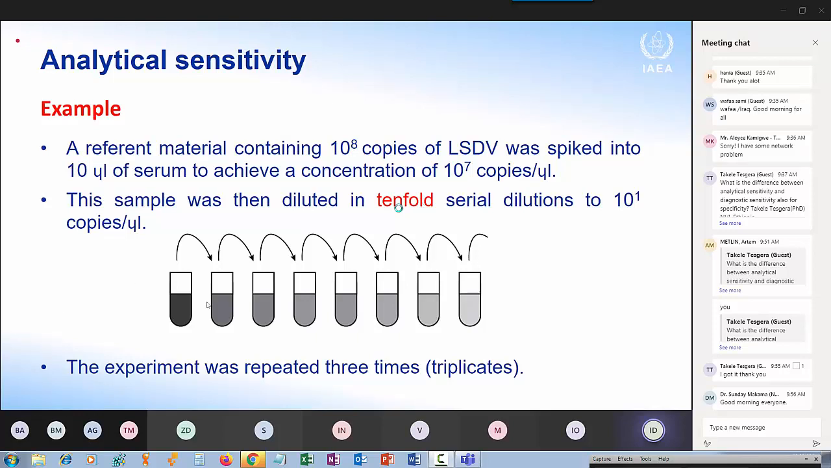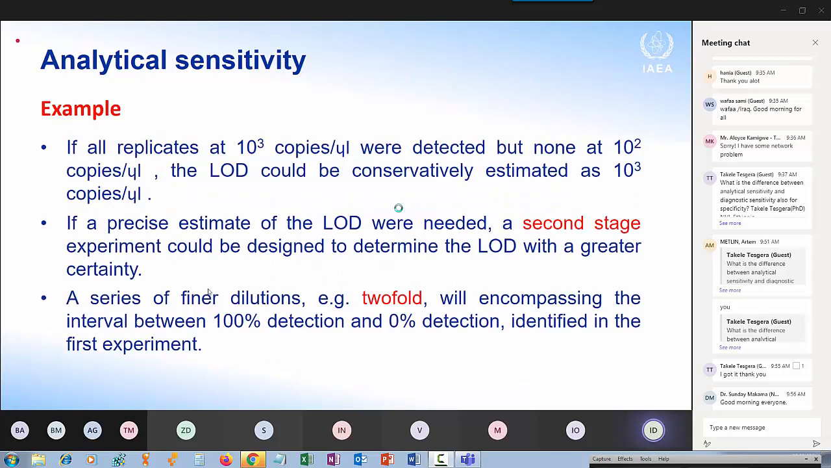So this experiment, as we previously said on a couple of occasions, should be repeated at least 3 times. So it should be done in triplicates. By the end, when we test the samples in this dilution series by the real-time PCR, if all replicates at, for example, 10^3 copies per microliter were detected, but no sample in the dilution step where we would expect the concentration of 10^2 copies is detected, then the limit of detection could be conservatively estimated to be 10^3 copies per microliter.